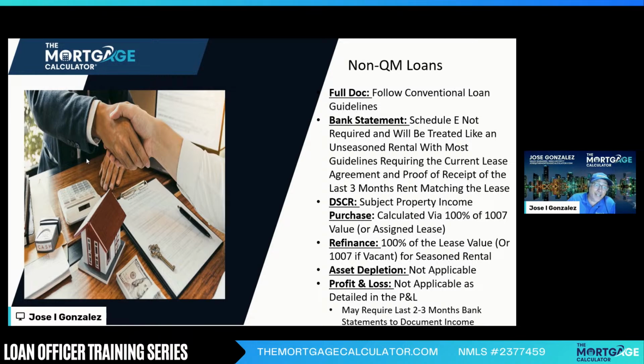And if it's a profit and loss loan, again, the income calculation is not really going to be applicable per se, because at that point, all of this income is going to be detailed in the profit and loss report provided by the accountant. And then, as is customary for these profit and loss loans, it may require the last 2 to 3 months of bank statements to corroborate the income that is being stated on the profit and loss.